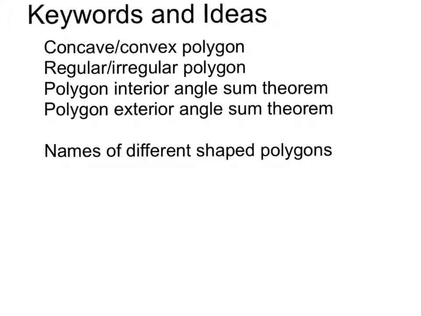So for this lesson, there's a few key words and ideas. You should be able to identify and draw or sketch concave and convex polygons. You should be able to do the same for regular and irregular polygons. You should be able to identify and use the interior angle sum theorem and exterior angle sum theorem. And of course, names of different shaped polygons, being like the heptagon is a 7-sided polygon, the hexagon is 6-sided, etc. All right, thank you.